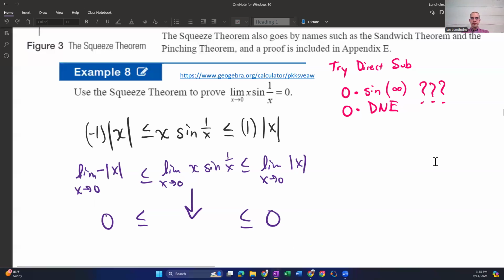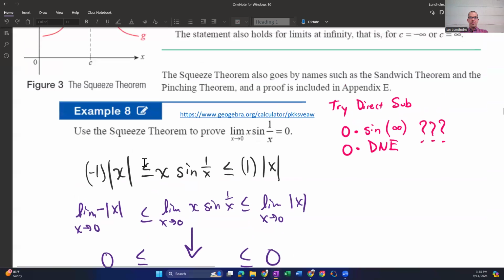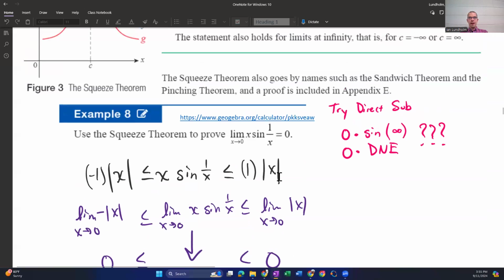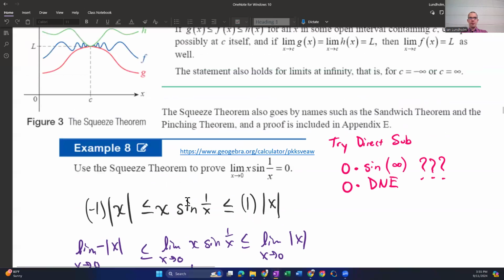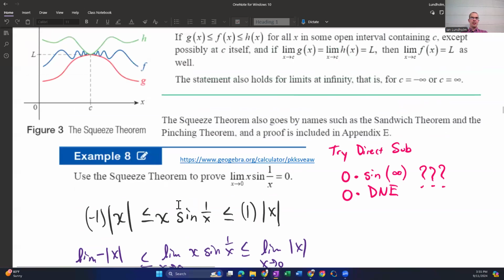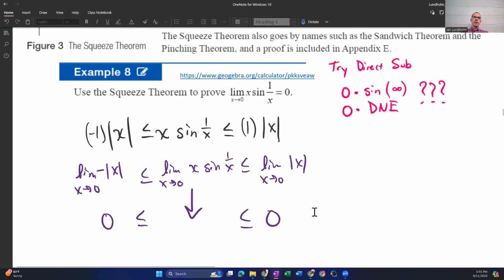Since these three functions have this kind of relationship, the middle one's f, this one's g, and this one's h, we can use the squeeze theorem to say, okay, let's take the limit as x goes to 0 of the opposite of the absolute value.